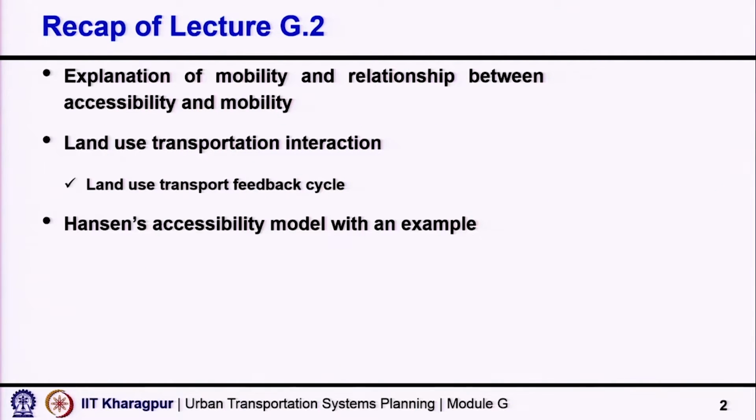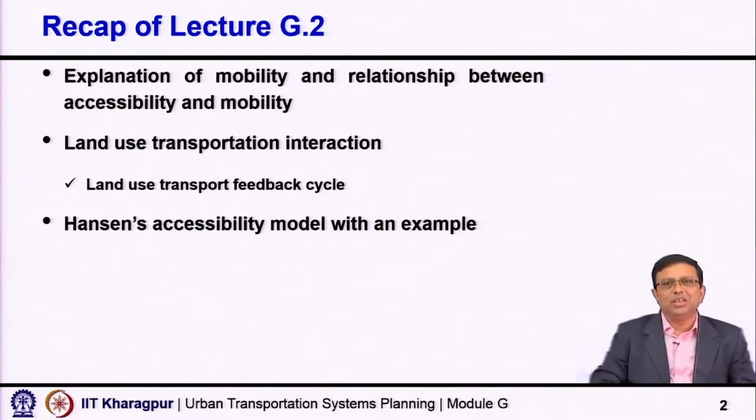In the previous lecture, we explained the concept of mobility and the need for accounting for both accessibility and mobility in the context of transportation planning, and how the overall decision to travel depends on both accessibility and mobility. Then we explained the land use transportation interaction with some simple cycle or graphical representation.